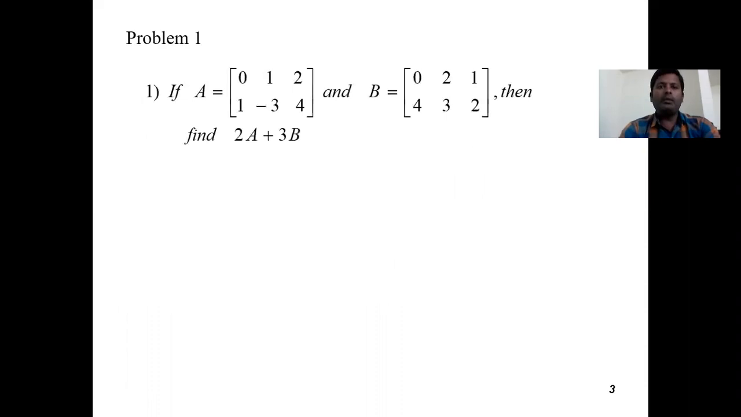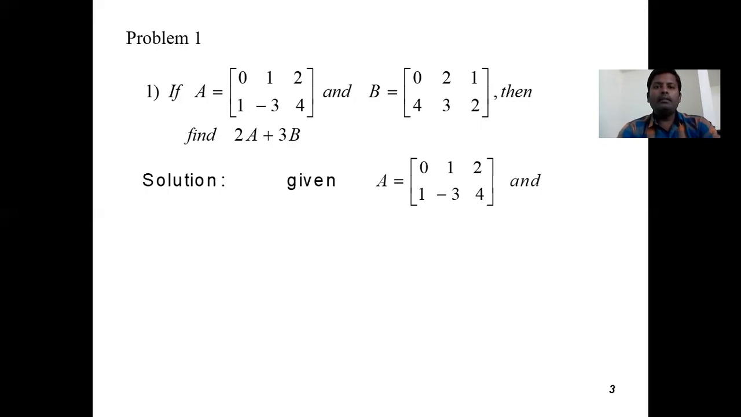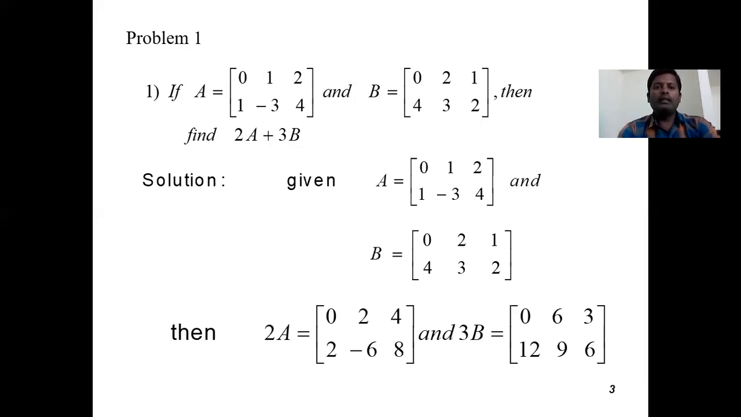If A is equal to [0, 1, 2; 1, -3, 4] and B is equal to [0, 2, 1; 4, 3, 2], then find 2A plus 3B. Here A is given as [0, 1, 2; 1, -3, 4] and B is [0, 2, 1; 4, 3, 2]. Then 2A, how can we find the 2A?